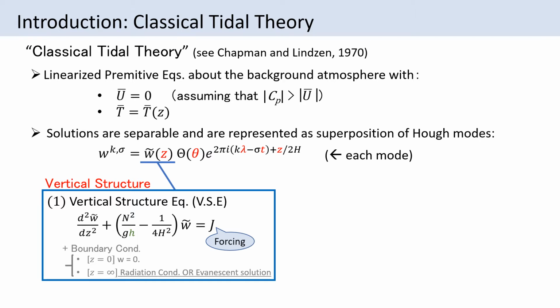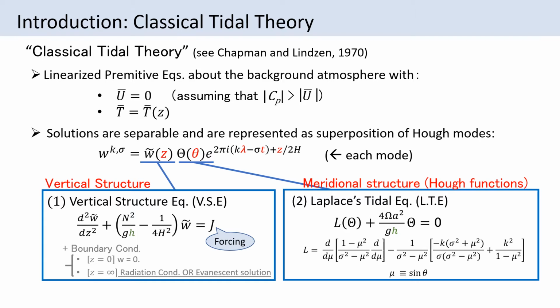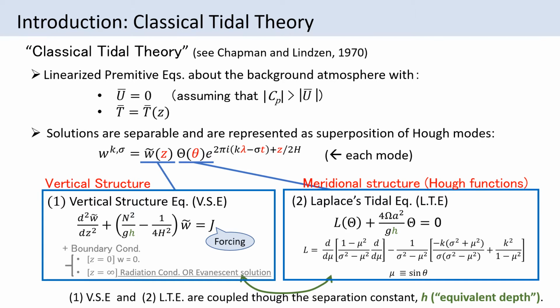Here, the vertical structure is obtained by solving the vertical structure equations, like this, with appropriate boundary conditions. On the other hand, meridional structure is obtained by solving the Laplace tidal equations, and this is called Hough functions. Here, note that these two equations are coupled through the separation constant h, which is sometimes called equivalent depth.